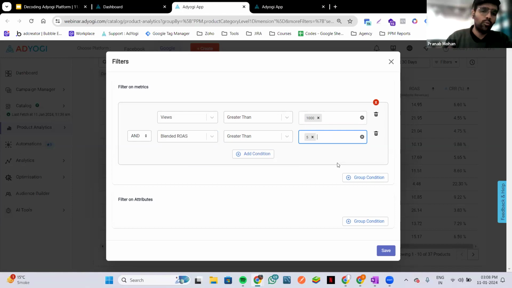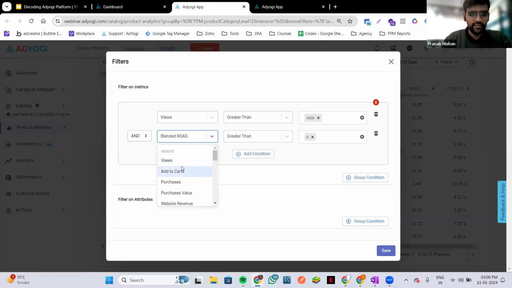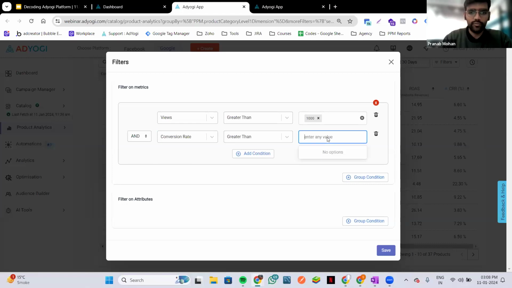Now, at the same time, if I want to check the speed at which a product converts, I can simply change this from my ROAS to my conversion rate. And I can say that any conversion rate that is more than 2%, a better conversion rate of 2%. So what it essentially means is that now I'm also focusing on products that are converting fast for me.